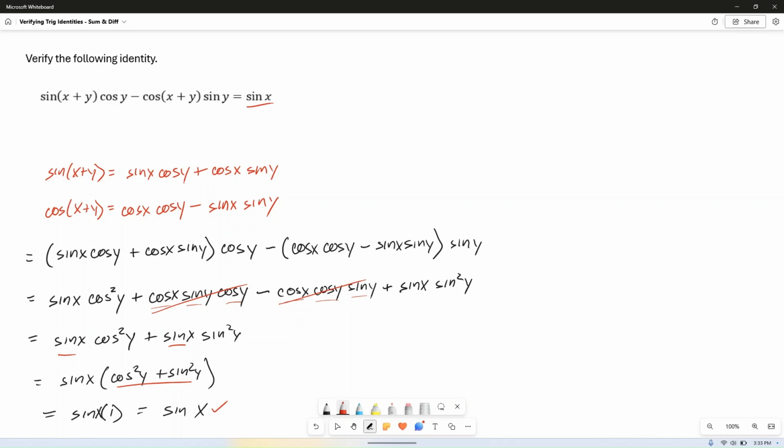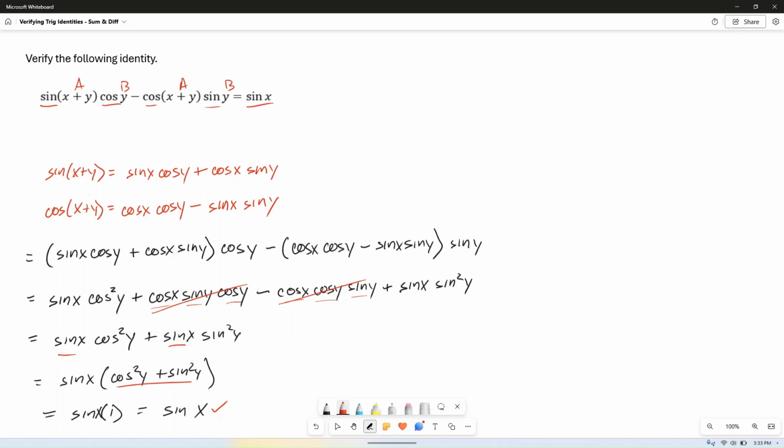There's a shorter, quicker way to do this, and that's looking at the inside parts. We have a sine, a cosine, and a sine. If you look at the insides, we have an x plus y and a y. So think of that as like a and b. And then we have x plus y and y. Well, that's the same thing. That's an a and a b.